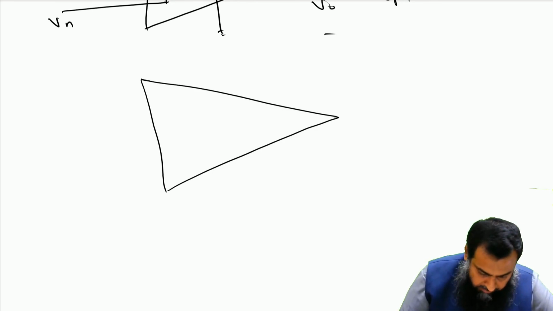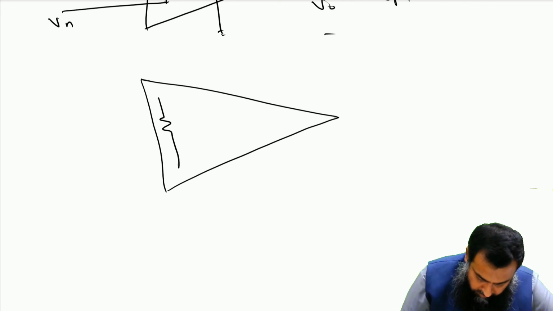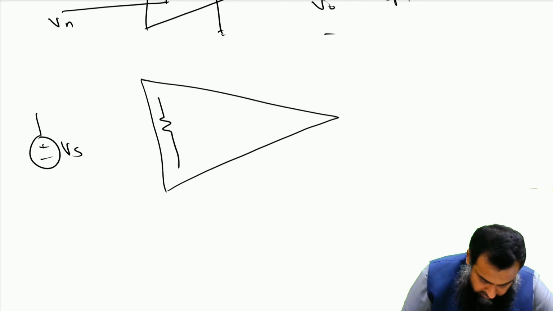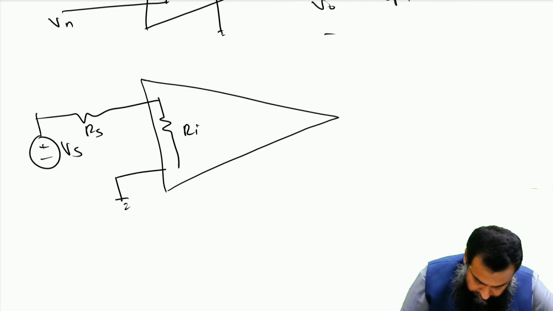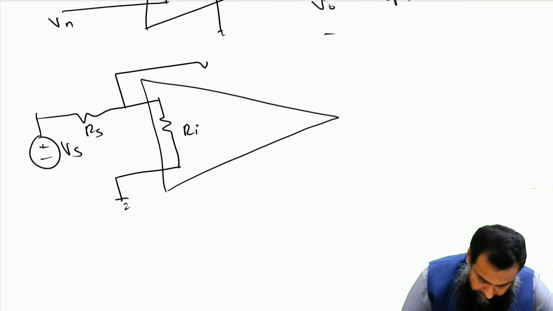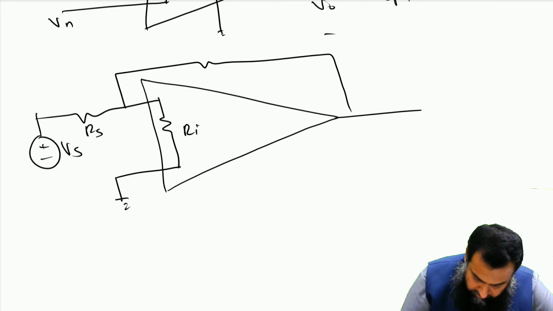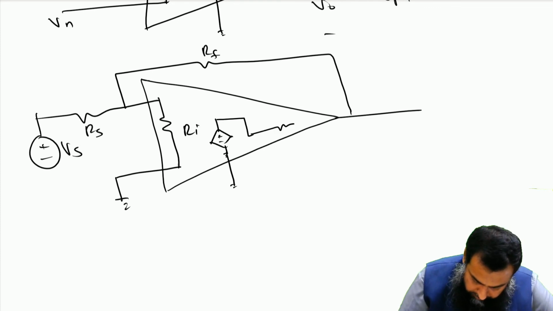We have an operational amplifier here. This is Vs, this is Rs, this is Rin, and we have a feedback path as well, which is Rf. Also on the output side we have this R naught.